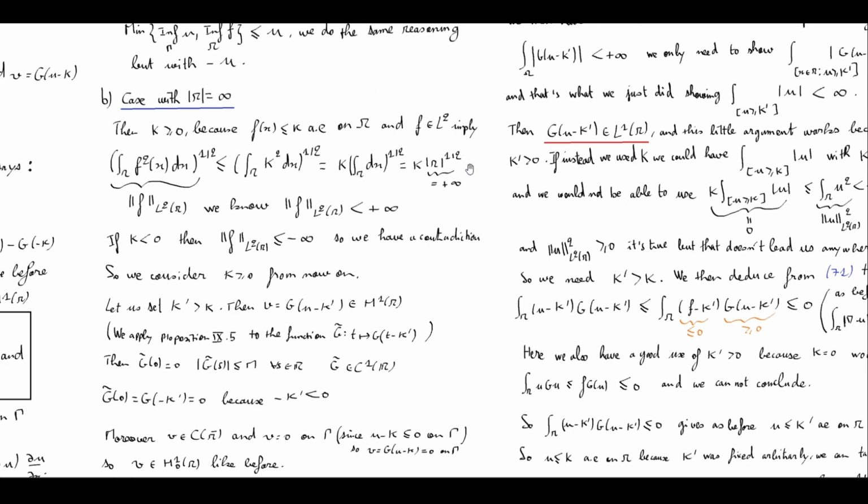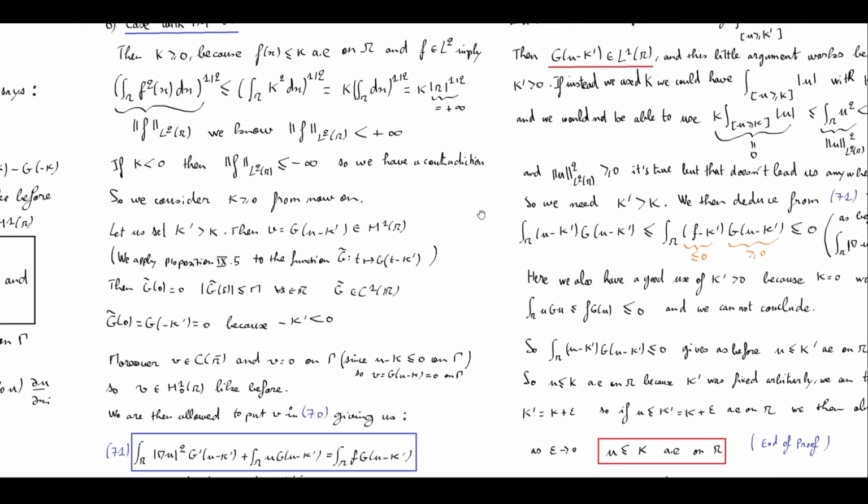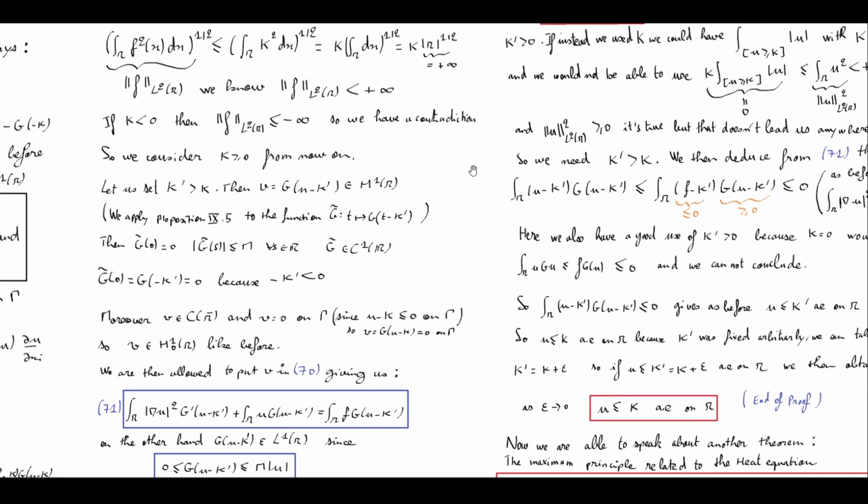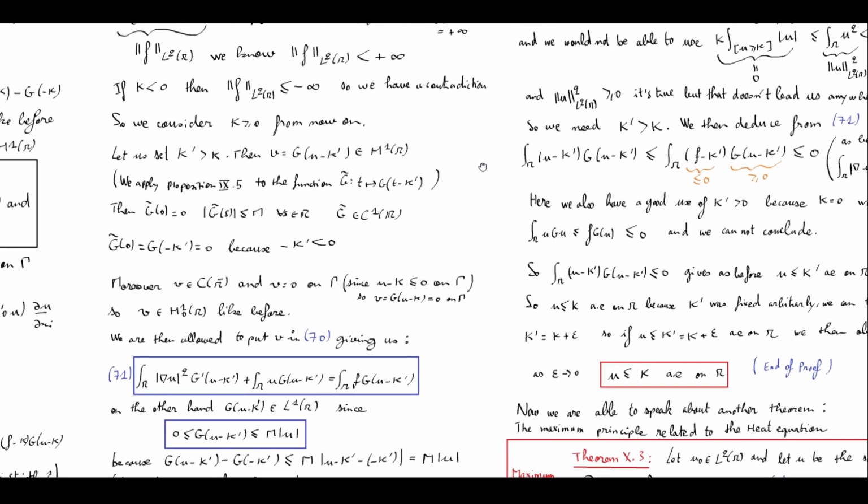Let us set k prime strictly greater than k. Then v equals g of u minus k prime is in H1 of omega. We apply proposition 9.5 to the function g tilde, given by g of t minus k prime.